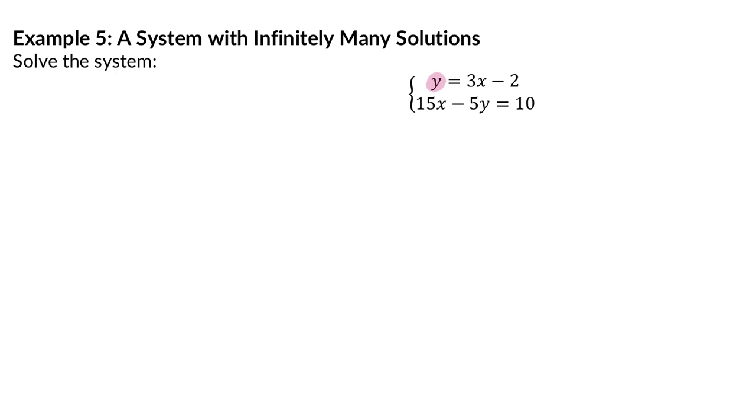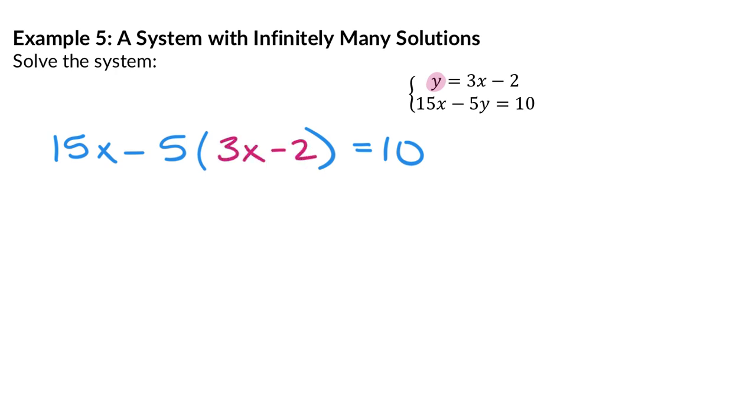So what we're going to do is take that y value and substitute it into the equation that does not have it isolated for y. Meaning we're going to do 15x minus 5y equal to 10. But for y, I'm going to use that isolated expression for y. I've substituted the y in. Instead of y, now it has the expression that represents y. We solve like normal, which means this is going to be 15x minus 15x plus 10.